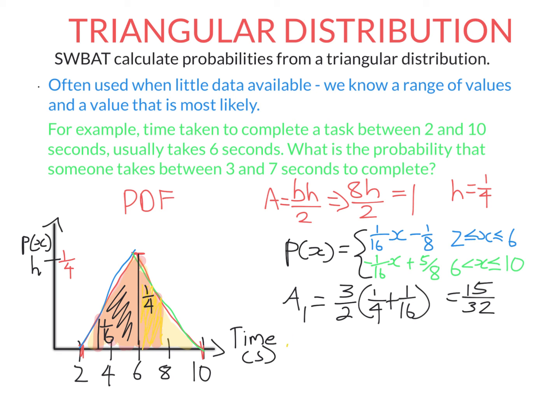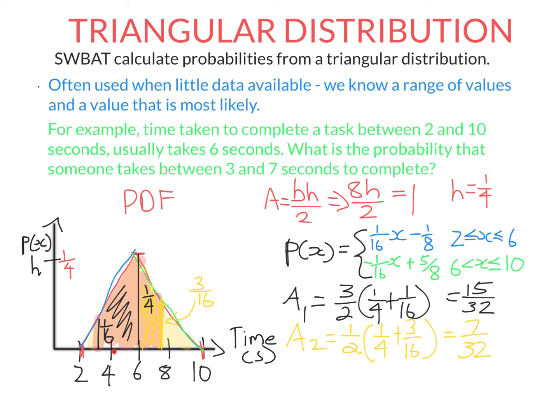Now I'll calculate the second area. Once again, I need to know this vertical distance here. That's why I needed to know this function. This occurs when x equals 7. So I'm just going to substitute x equals 7 into this function here. It turns out that I get 3 over 16. This is the y value when I've substituted x equals 7. So the area of this second trapezium will simply be height over 2 times a plus b, the sum of the two parallel sides. Turns out that gives us 7 over 32.